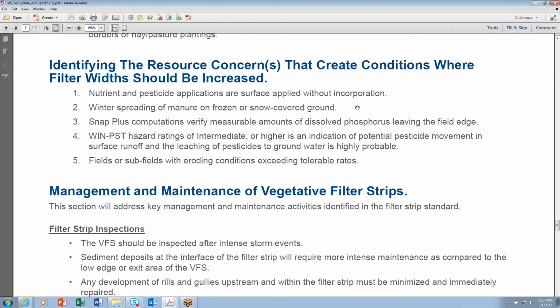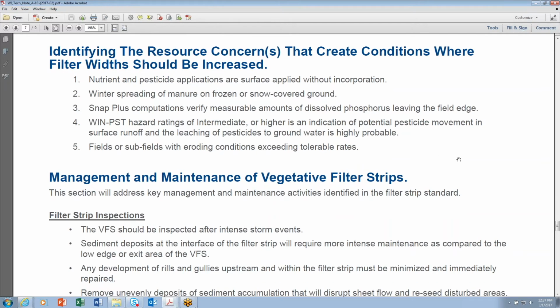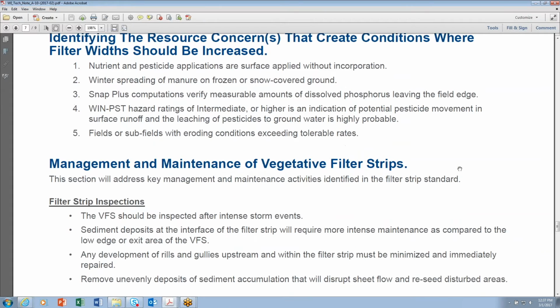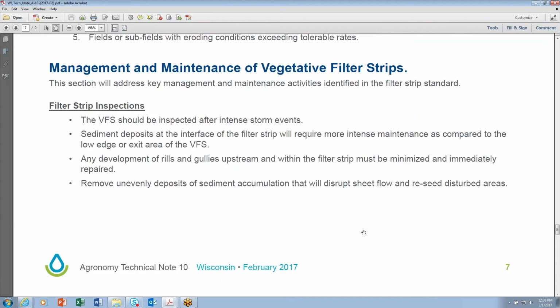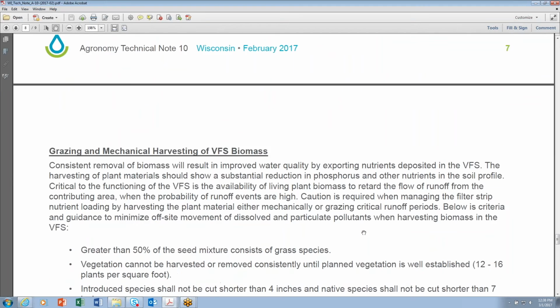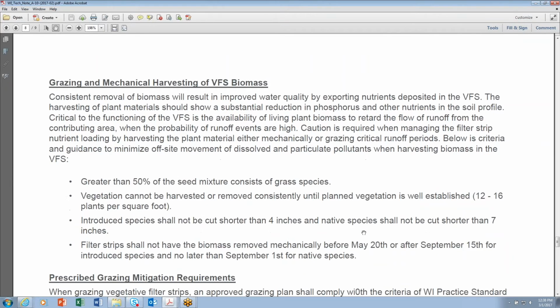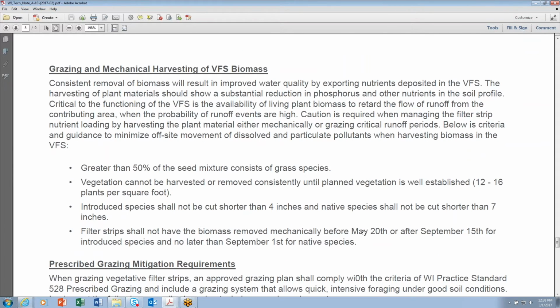Winter spreading, we need to be really careful for that spring melt. We need to really pay attention to all of the factors associated with good resource management and good planning criteria. When we talk about managing it, what do we need to inspect? And this is going to talk a little more detailed than what the practice standard says. And there's a little section here in making sure that you understand grazing and mechanical harvest and what you need to know there.